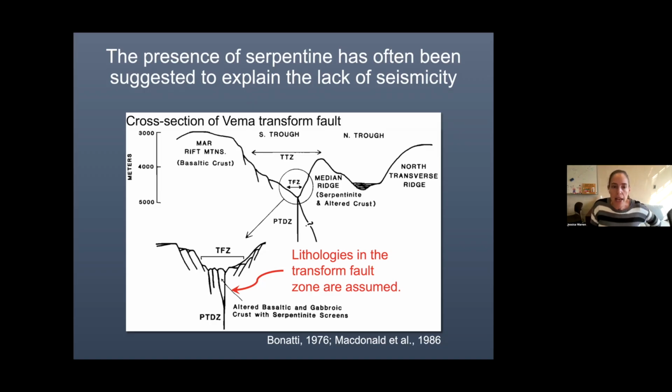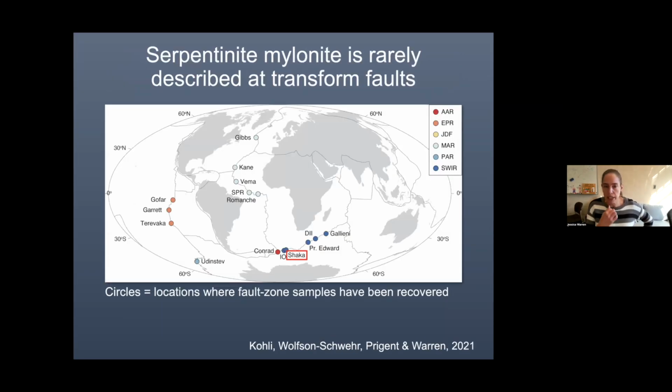This actually led me to start looking to see if there were samples of serpentine mylonite from any of these faults, and whether we could use them to understand, or to place better constraints on, what's going on in this strike slip setting. And so this is now a map showing globally everywhere where the transform fault itself has been sampled.